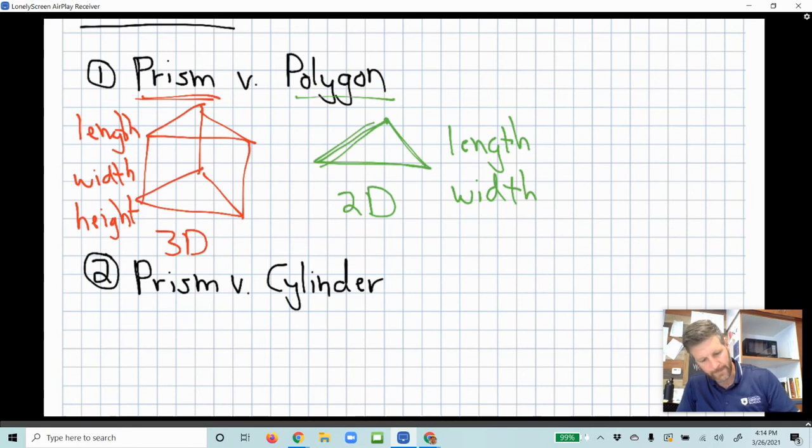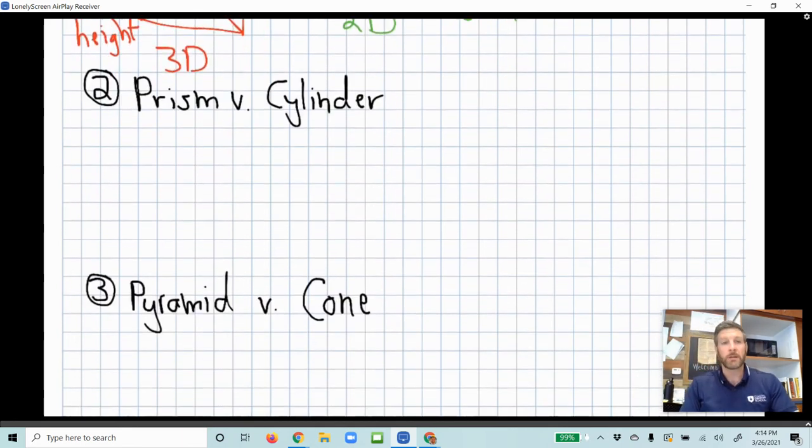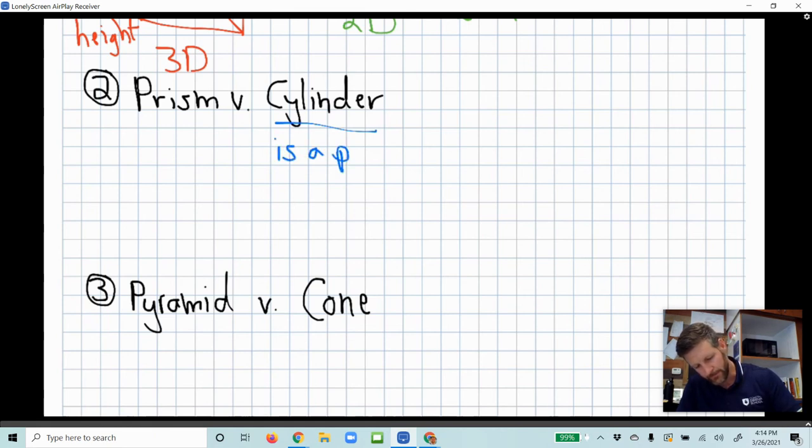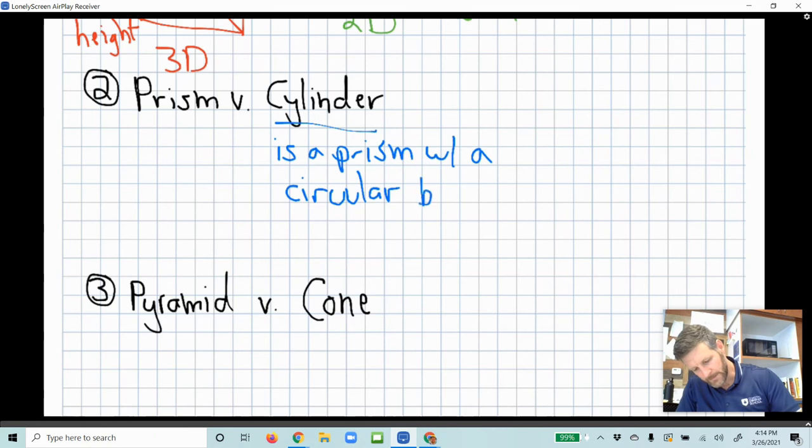Okay. So now prism versus cylinder. We already just talked about that. They both have congruent bases, but a cylinder is a prism with a circular base. So here we've got our circular bases. So there's our cylinder. They've got to be congruent though. Let's try to make them congruent.